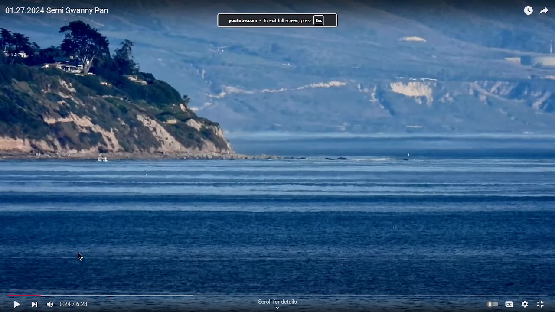So this is a semi-Swanee pan. Paul had this observation on January 27, 2024. Again, we look at the water at Mesa Beach. It's an established height. But consider the extremity of the rise of what we could only speculate is the water running into the distance.